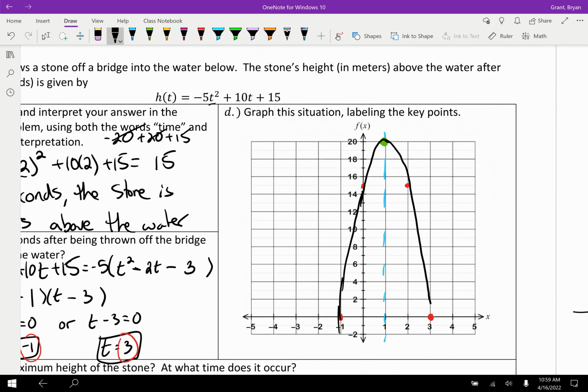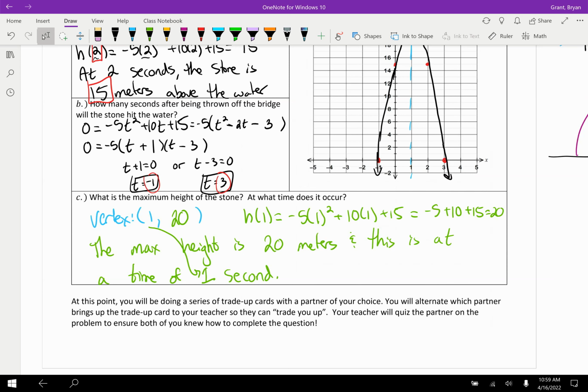Awesome. Okay, well, at this point, you will need a partner, and you're going to be doing a series of trade-up cards. You're going to be alternating which partner brings up the trade-up card to your teacher. So each of you are going to have a card, and it's going to be the same card, and you're going to work together. But once you're done, you're going to take your card and your partner's, and you're going to bring it up to your teacher.